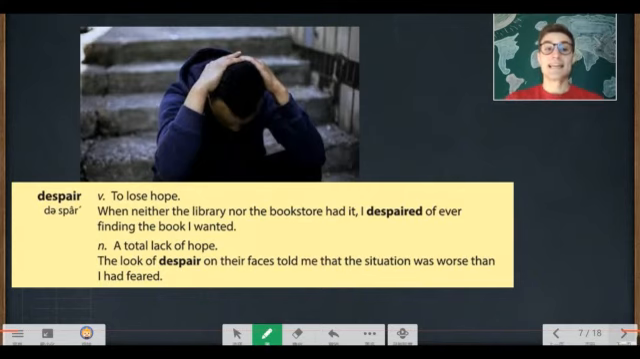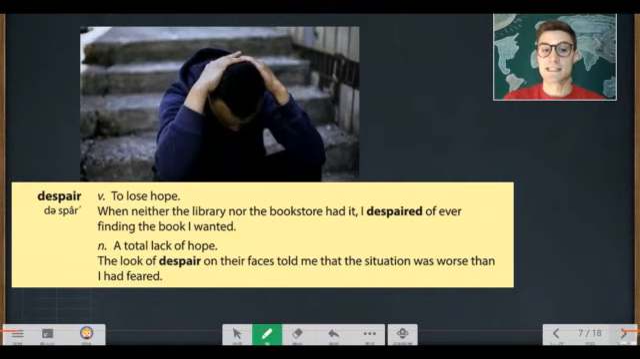Next, it's despair. Despair has a verb and noun meaning. Despair, the verb, means to lose hope. When neither the library nor the bookstore had it, I despaired of ever finding the book I wanted. Have you ever despaired over something?